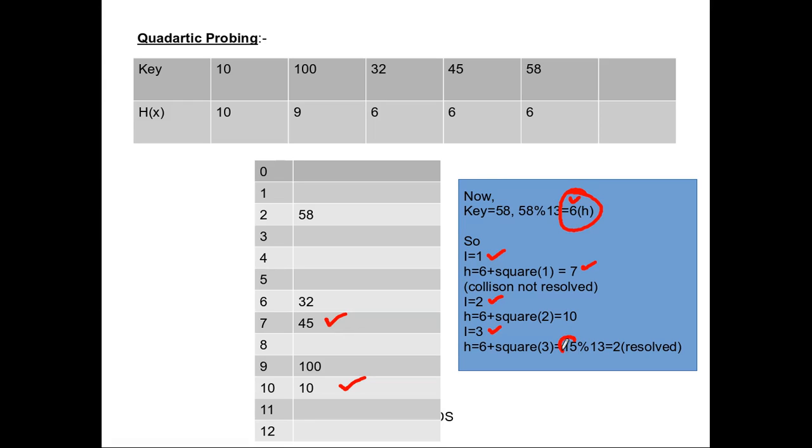The value which you have got is 15, which is greater than the total size. Whenever the index is greater than the size of the table, we apply the mod operation. So 15 modulo 13 is 2 for us, so the index for 58 gets resolved. This is what we mean by quadratic probing.